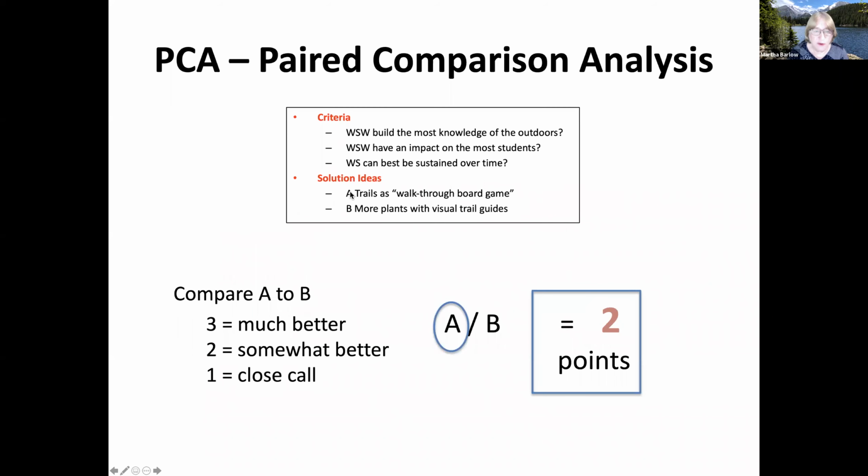Let's look at what we would do first with ideas A and B. A, trails as a walkthrough board game, and B, more plants with visual trail guides. So the first thing you decide is which one is better, A or B. So let's assume in this case we decided A was better, so it is circled. The next step is we have to say how much better is it going to be? Is A much better than B, only somewhat better than B, or a little better but it's a pretty close call? And you give it points based on that. So let's assume this time we decided A was somewhat better than B, so it gets 2 points.